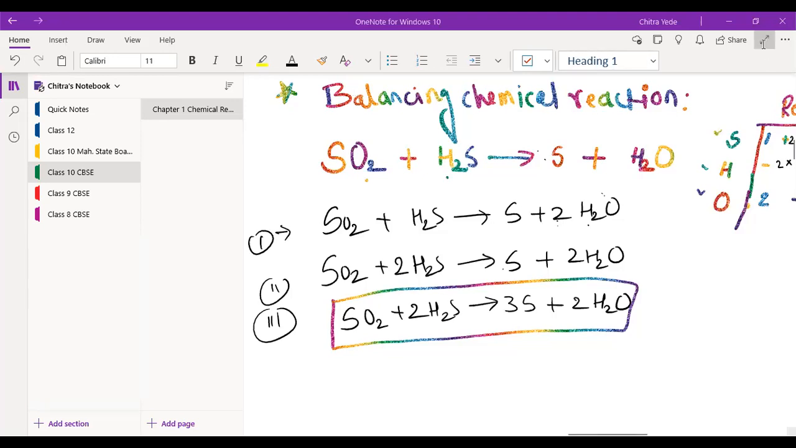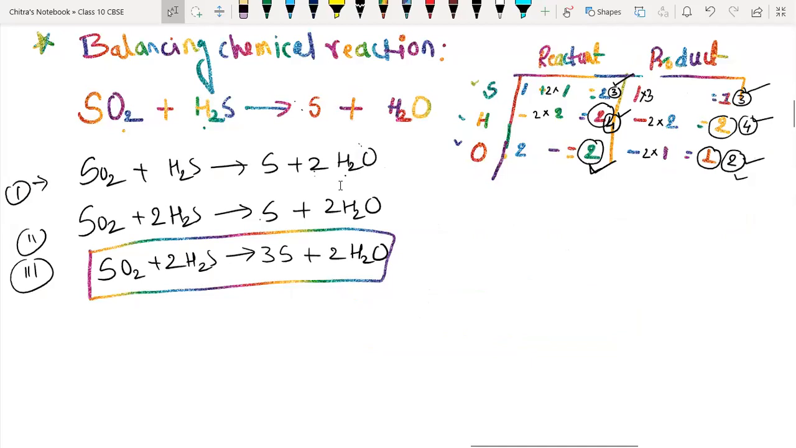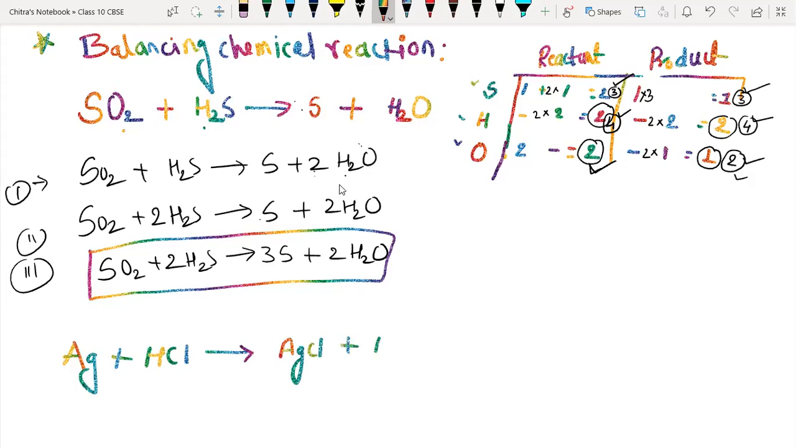So till here, any doubt? No, sir. Okay, so now I'm going to give you one reaction, and you have to balance this reaction. It is Ag. Ag means silver. Okay, when it reacts with hydrochloric acid HCl, it gives AgCl salt, and hydrogen gas is released, H2. Okay, so can you balance the reaction for me?